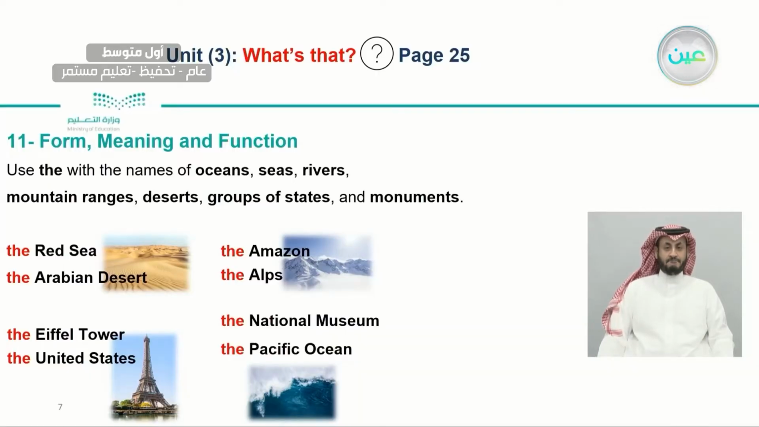So let's go and review. We use the with names of oceans, seas, rivers, mountain ranges, deserts, groups of states, and monuments. Okay? The Red Sea, the Arabian Desert, the Amazon, the Alps, the Eiffel Tower, the United States, the National Museum, the Pacific Ocean. So far so good?